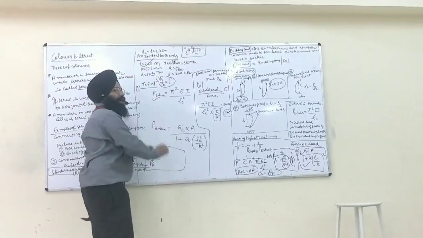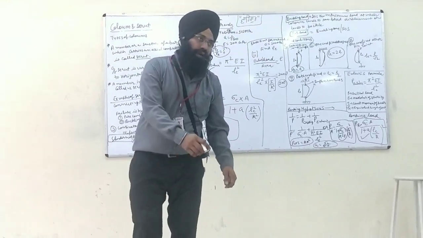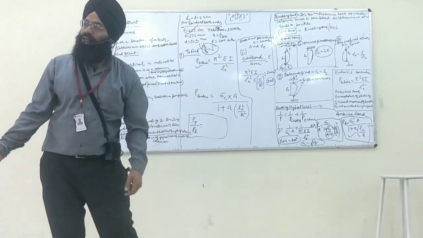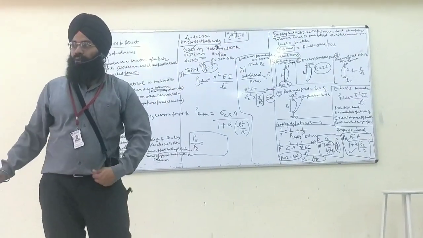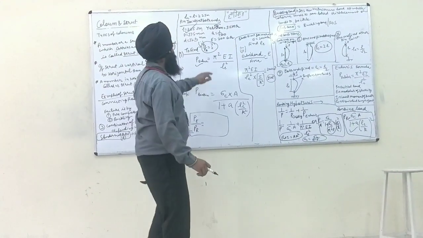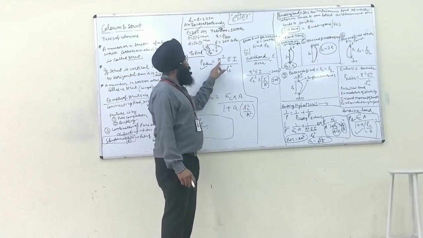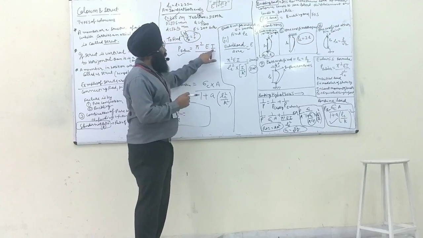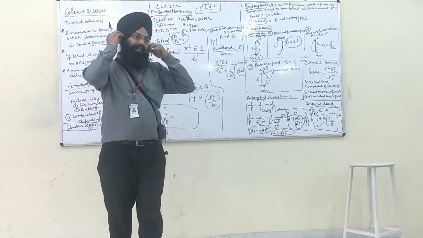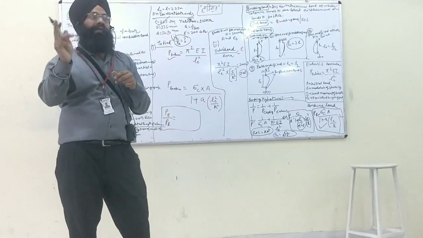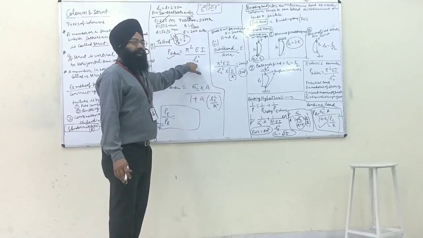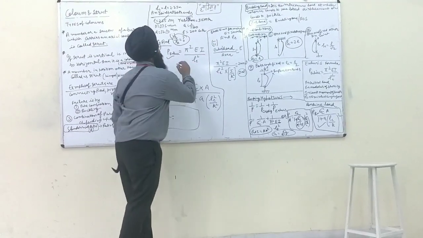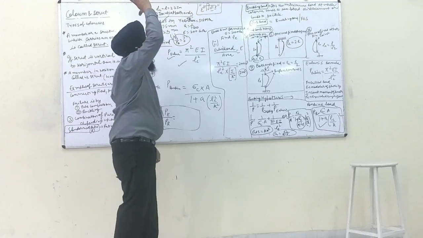Simple. P Euler is pi square EI over LE square. Both ends are pin jointed, so LE is equal to L. So we put the value of pi, we know 3.14. E is given to you, 200 gigapascal. I is pi by 64 into D outer to the 4 minus D inner to the 4. LE is equal to L square. This whole you can easily calculate from the given values.